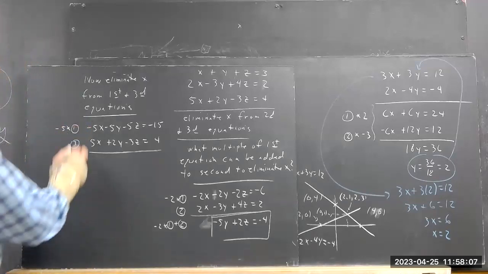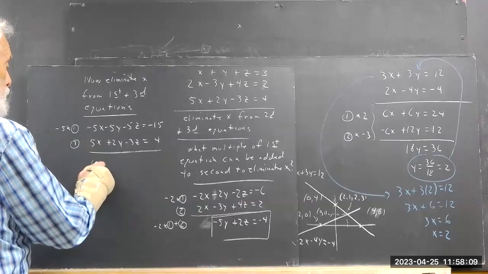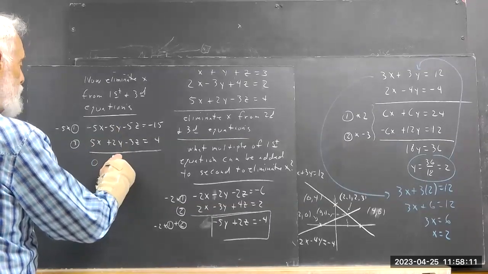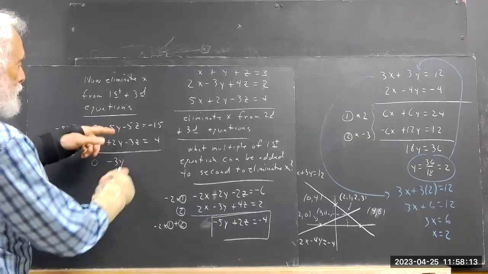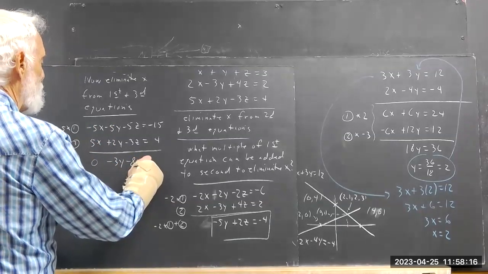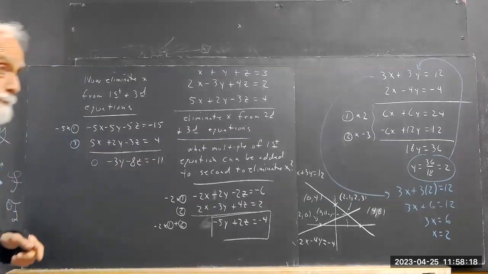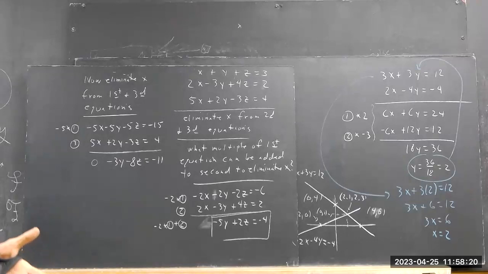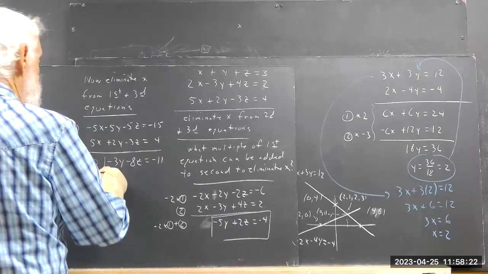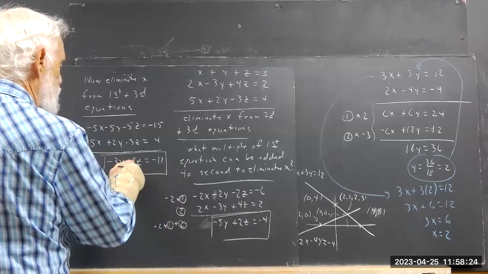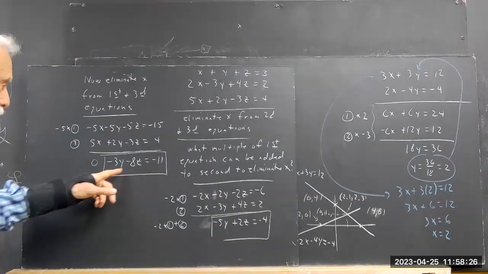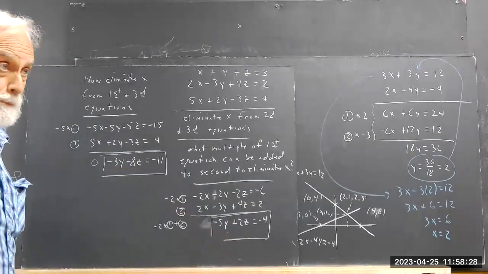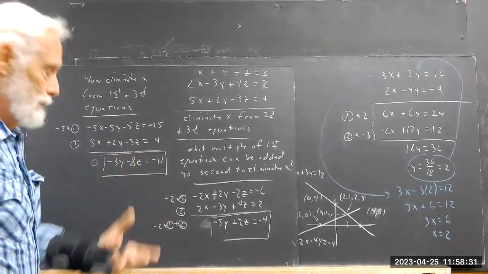We have these two equations, the x's go away, we get a 0 there. We're going to have minus 3y, minus 8z, minus 11, right? Now we have two equations with the same two variables, y and z. Solve them using the methods.